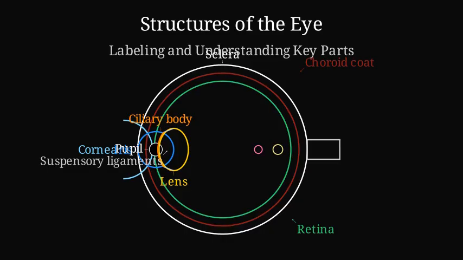The ciliary body connects to the lens with thin strands called suspensory ligaments. These ligaments pull on the lens to adjust its curvature.